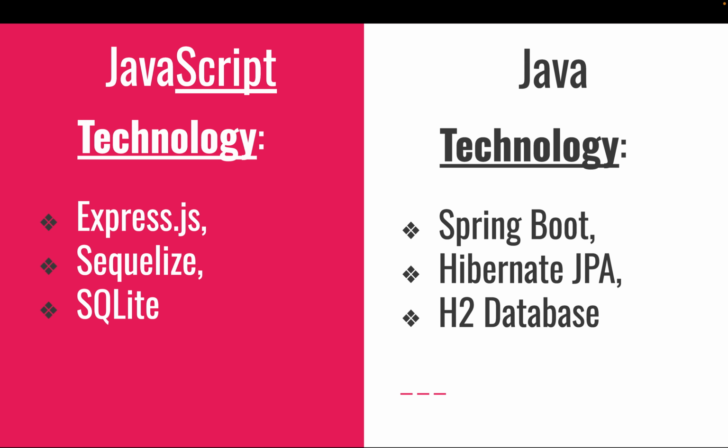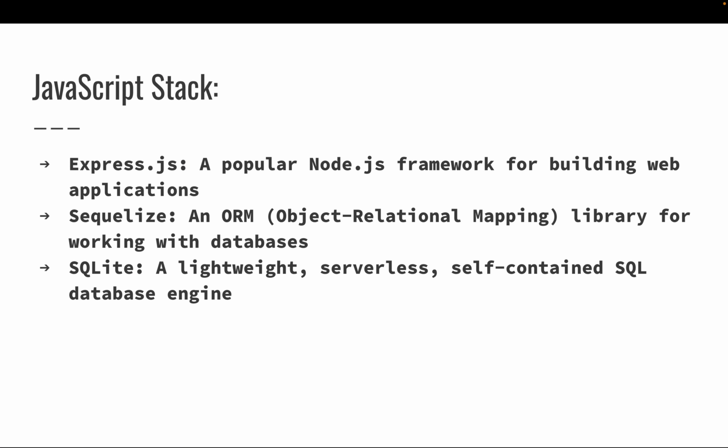So for the Java part, just as you can see over on the slide here, the technology stack we'll be using is Spring Boot for the web application. We'll be using Hibernate JPA as our ORM, and then H2 database. And then for JavaScript, we'll be using Express, Sequelize, and SQLite. So let me basically explain what those stacks are and how you can use them.